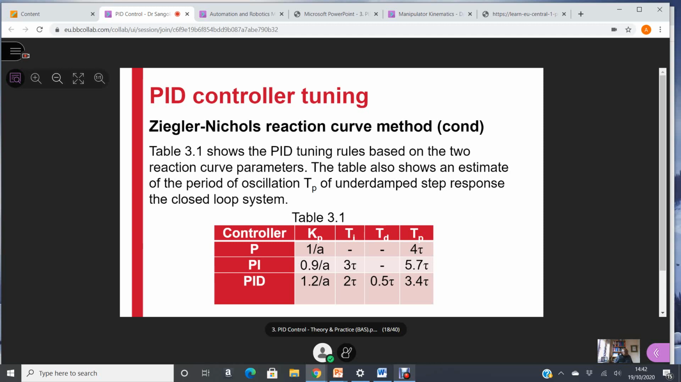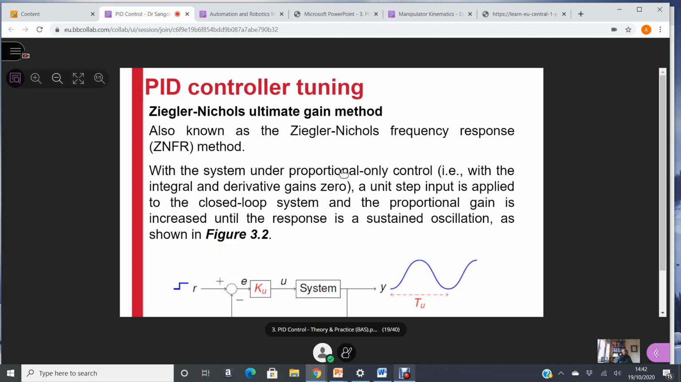So that's one method. The second method, still Ziegler-Nichols, is called the ultimate gain method. Sometimes it's referred to as the Ziegler-Nichols frequency response method. Now, this one uses a closed loop test. Remember, the reaction curve test uses an open loop test. You do not close the loop around the process when you are determining tau and A. For this ultimate gain method, you put the loop around the process closed, so you've got closed loop control, and then you apply a unit step input to the closed loop system.